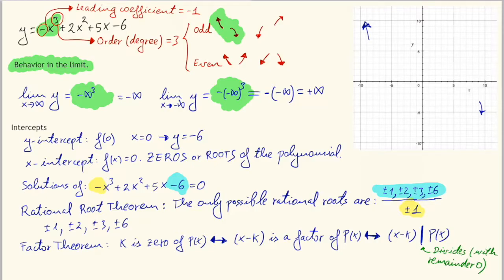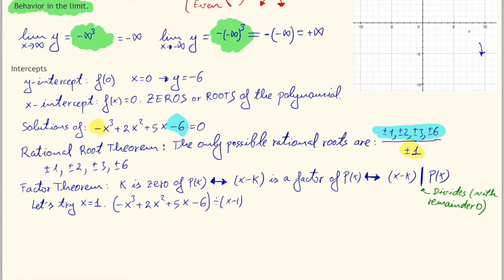So let's try with x equals 1. Let's try dividing the polynomial by x minus 1. The simplest way of doing this is what we call the synthetic division. So we write it here, we complete the steps, and what we get is that the remainder is 0. So certainly the polynomial is divisible by x minus 1, which means that certainly the 1 is a factor.